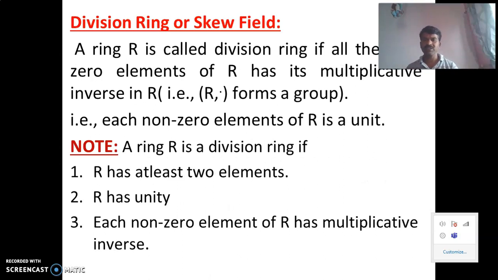Now we shall see the definition of a division ring or skew field. A ring R is called a division ring if all the non-zero elements of R have their multiplicative inverse in R. That means the non-zero elements of R form a group, satisfying the group axioms. Each non-zero element of R must have an inverse. Or, a ring R is said to be a division ring if R has at least two elements, R has unity, and each non-zero element of R has its multiplicative inverse. Then only we can say that it is a division ring.